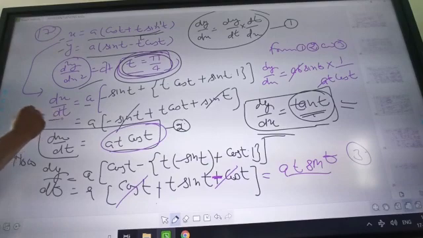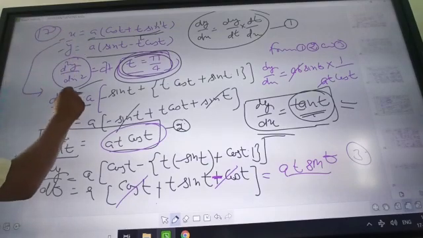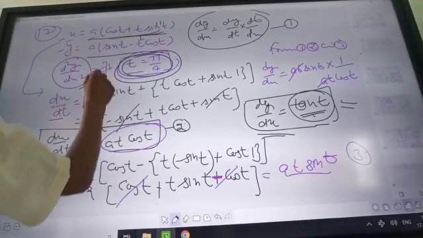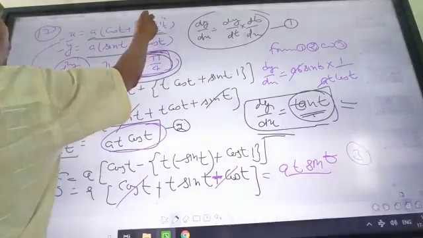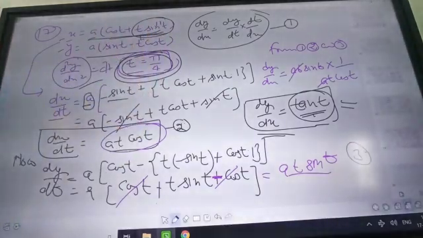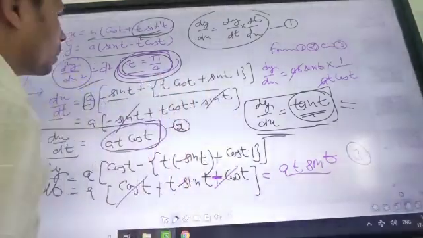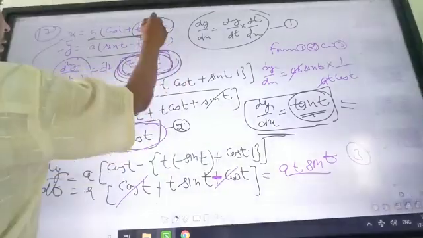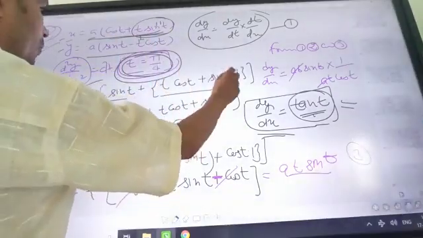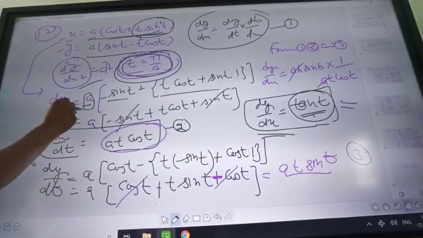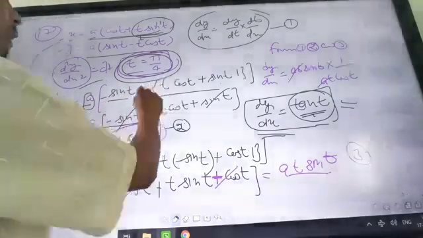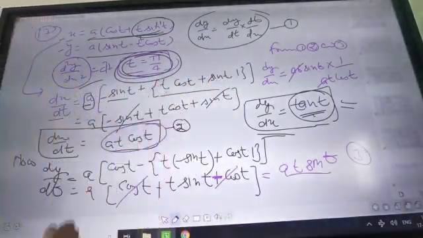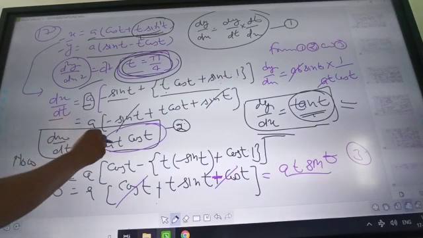So dx by dt, as usual, you will do. A is constant, it will remain here as it is. Then here you may apply the simple formula: the derivative of cos t equals minus sin t. Here two functions are there, therefore the product rule will be implemented. That's why I have used the middle bracket. First function as it is, derivative of the second function, minus sin t, plus second function as it is, derivative of the first function, 1. After simplification, a will remain as it is, this will be minus sin t plus, as we are opening this bracket with the plus sign, the sign will not change, t cos t plus sin t. Sin t will be cancelled. That means dx by dt equals a t cos t.